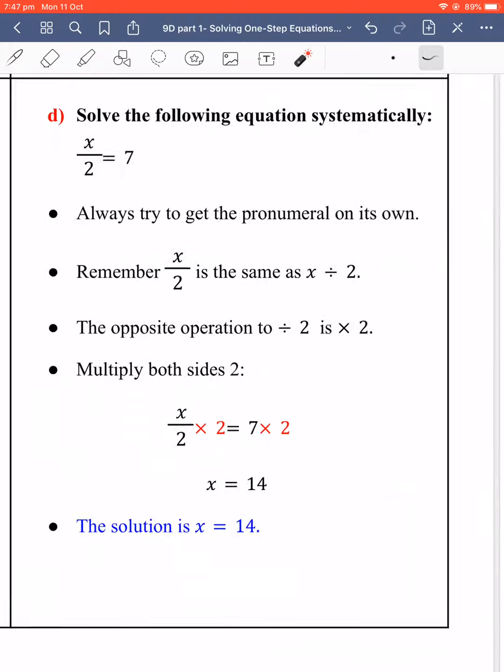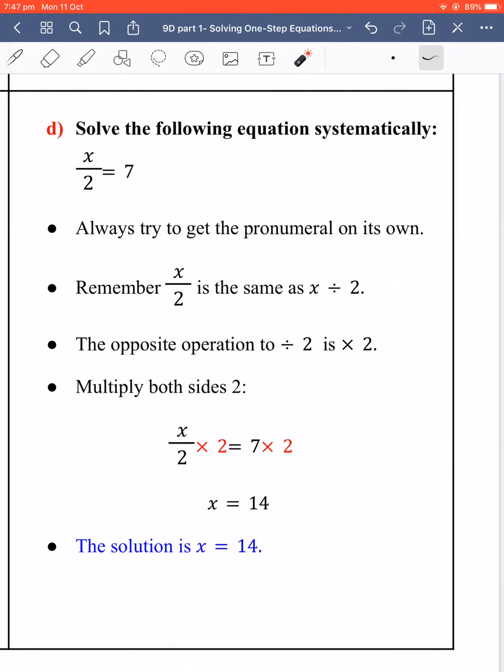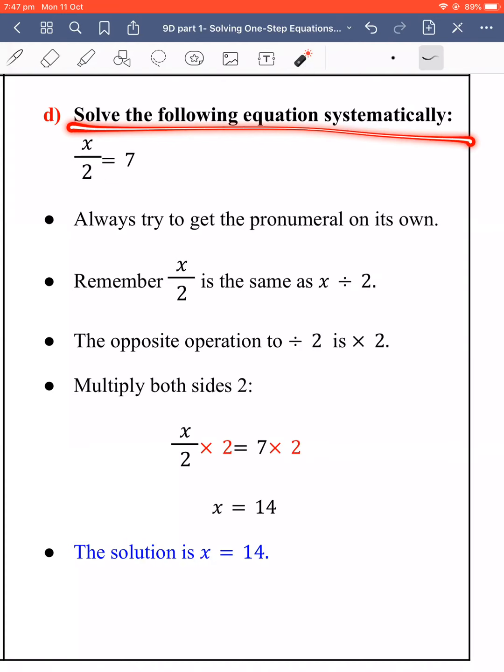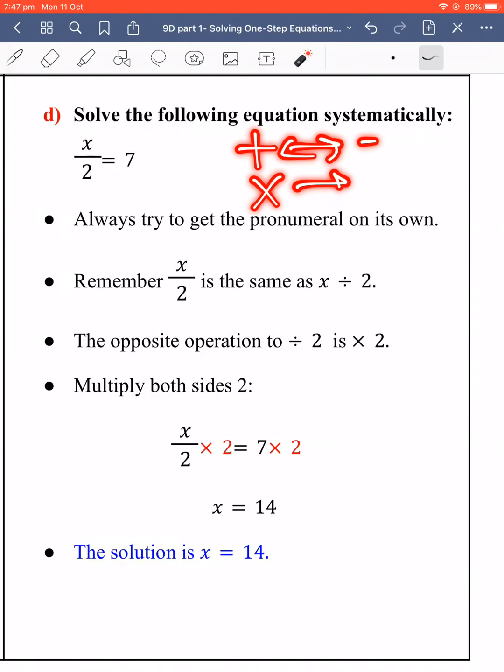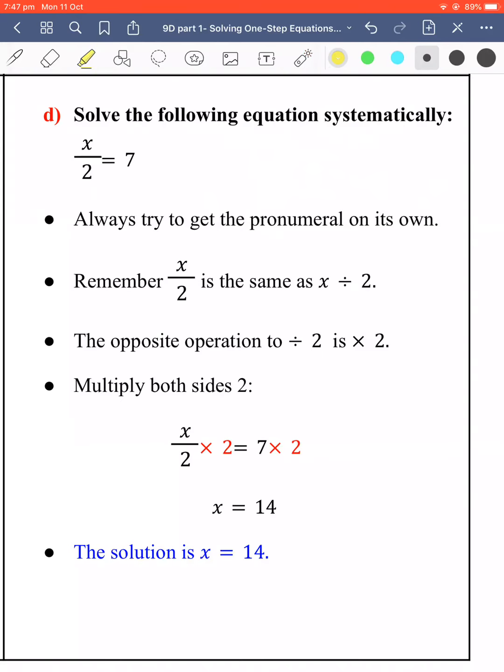On to our last example before you hop on to the worked examples. So again, solving this equation systematically, and we've got our reverse operations. So we've got our plus and our minus, we've got our multiplication, and we've got our division. Again, have that there as a little reminder at the top of your page to make your life a bit easier. So first thing I'm going to do, I'm going to highlight where I have my pronumeral. So next thing I can see is I have a divide by 2. So it's x divided by 2, and I want to get the pronumeral, as we always do, by itself. So x over 2 is the same as x divided by 2.